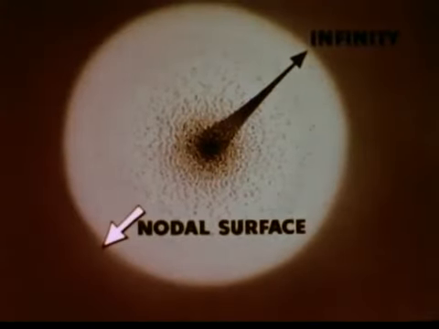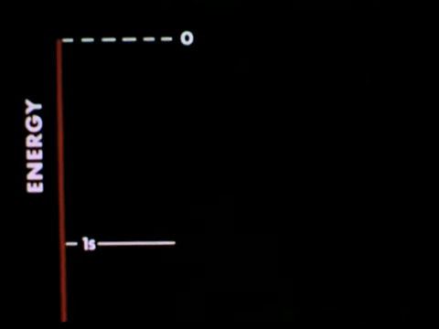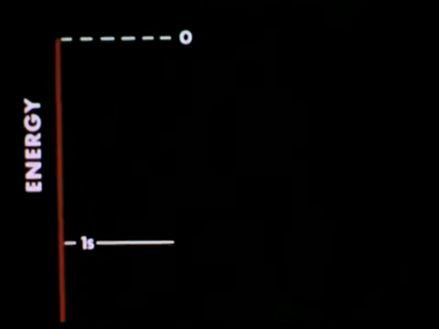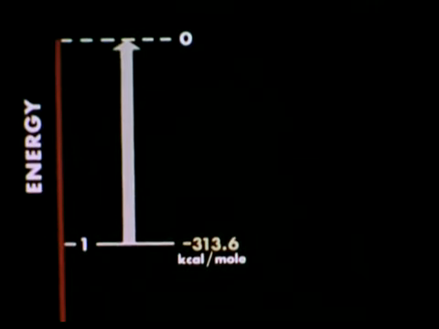Since the 1s orbital is three-dimensional, there is a spherical surface at infinity where the probability of finding the electron is zero. Any surface where the probability is zero is called a nodal surface. The 1s orbital has only one nodal surface. You'll recall that the 1s orbital corresponds to the lowest energy level of the hydrogen atom. The 1s level can be further characterized by the energy needed to pull the electron completely away from the proton. For the first level, this energy is found to be minus 313.6 kilocalories per mole.